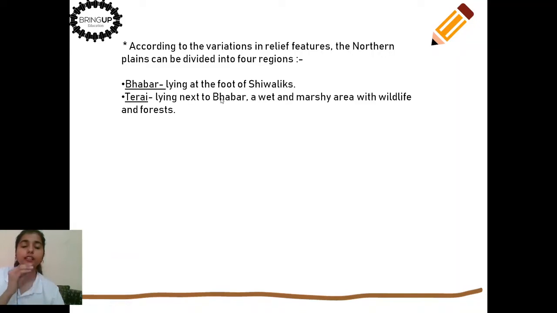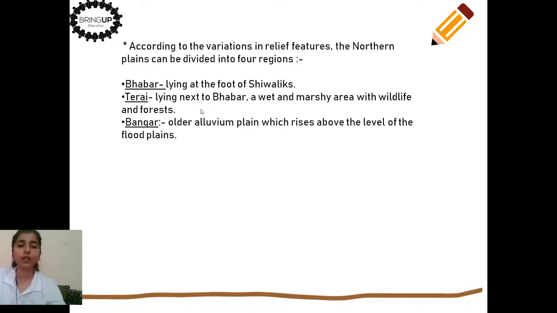So lying south of the Bhabar, we can say, is Terai, which is a wet and marshy area with wildlife and forest. Terai was a very densely forested region full of wildlife, but it has been cleared to create land for agriculture and settlement after the partition.